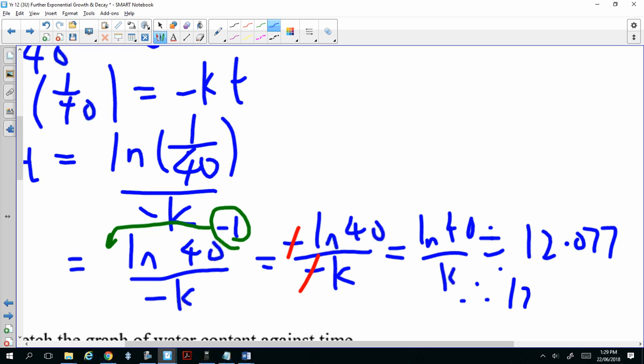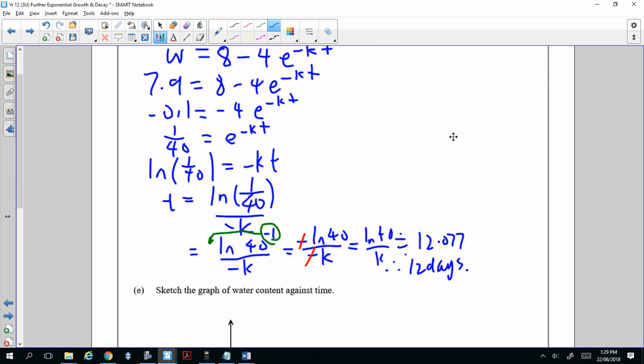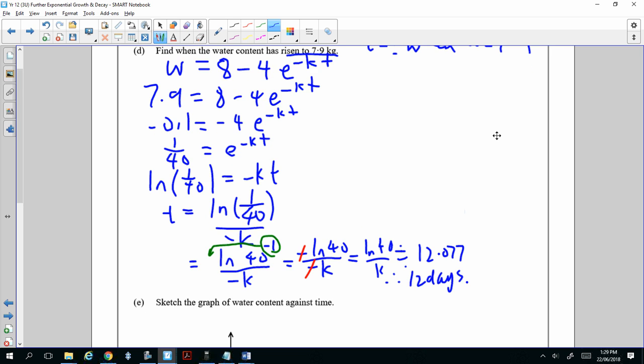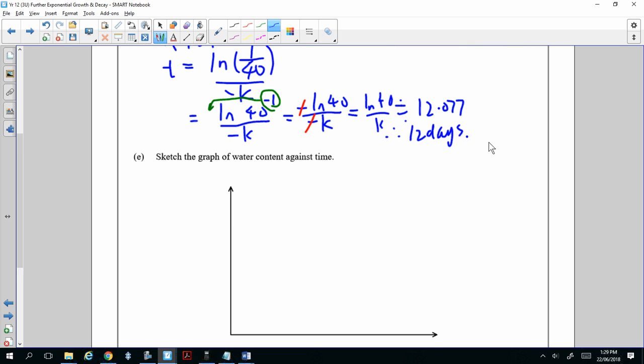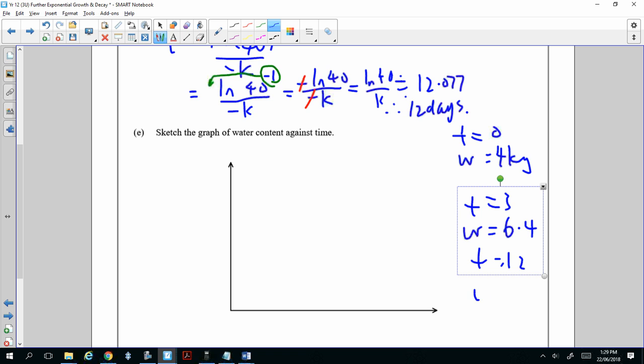And then we can draw the graph. Okay, let's draw the graph. So let's use the information we got before. When t is 0, the water content is 4 kg, and after 3 days, the water content becomes 6.4, and then after 12 days, it's almost 8 kilograms, which is 7.9. So we can use this result to draw the graph, and then you get a few points, you get to see what the graph looks like.